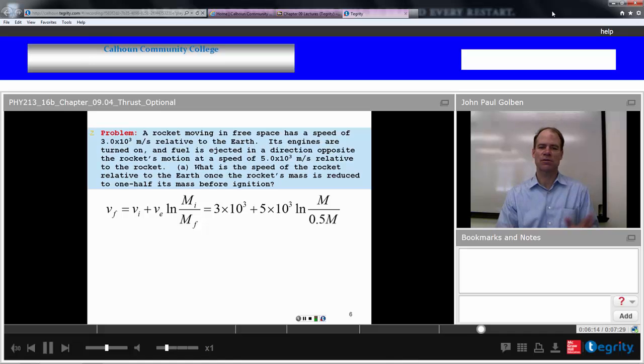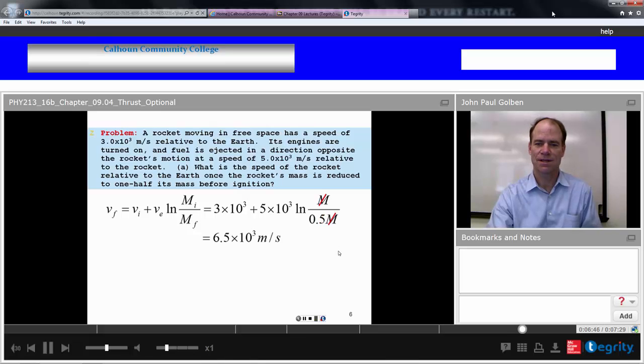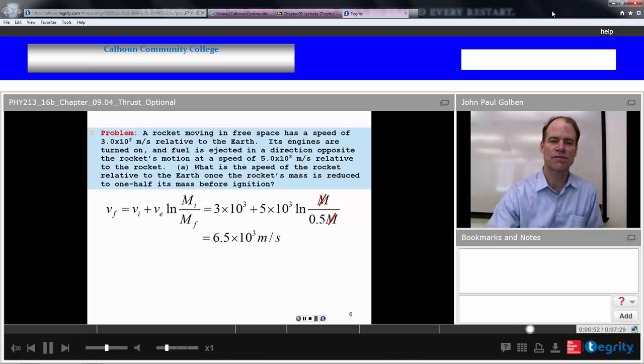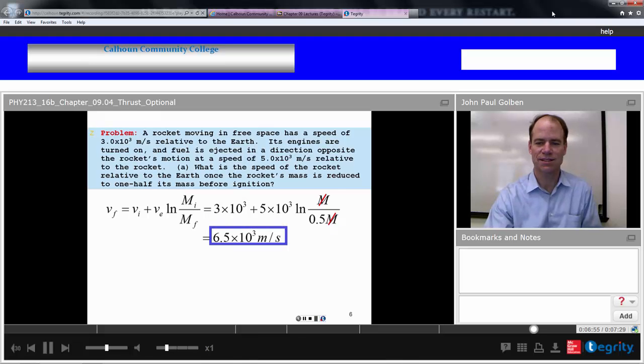Well, taking this equation that we just derived, our final velocity will be equal to our initial velocity plus the velocity of the exhaust times the natural log of our initial mass divided by our final mass. If we lose half of our mass, our final mass will be half of our initial mass. So we're going to have m over 0.5 m, which would be 1 over 0.5, or 2. So we're going to have our initial velocity, 3,000, plus our velocity of the exhaust, 5,000, times the natural log of 2. That will give us a final velocity for the rocket of 6.5 times 10 to the 3 meters per second.